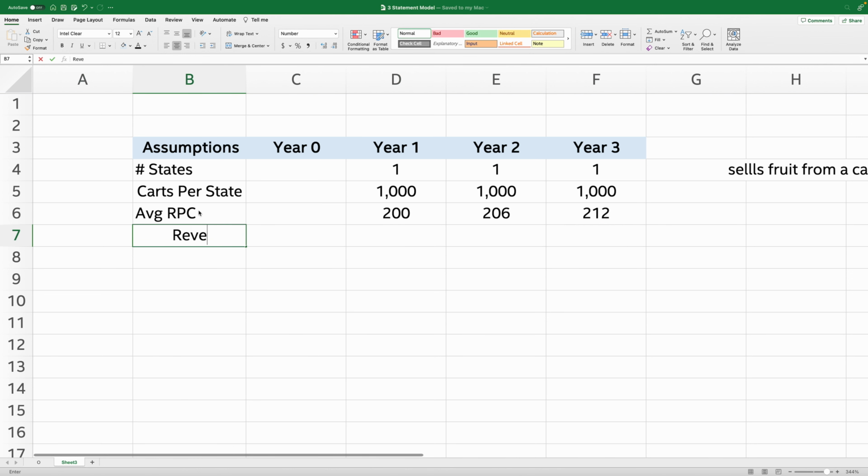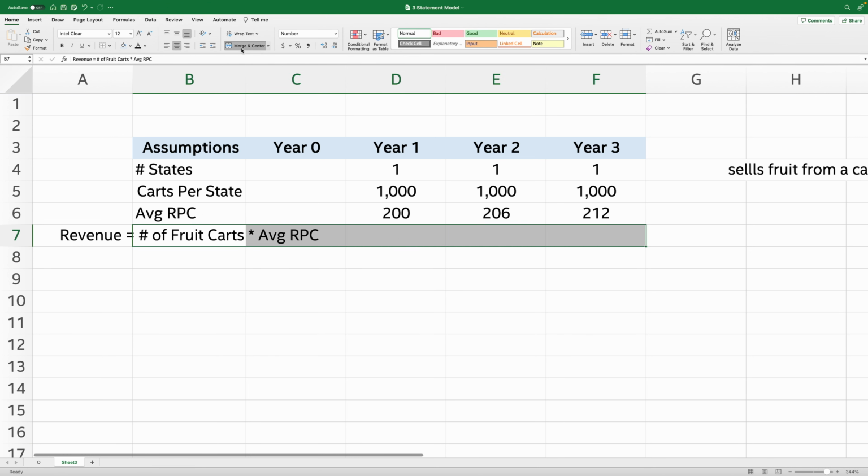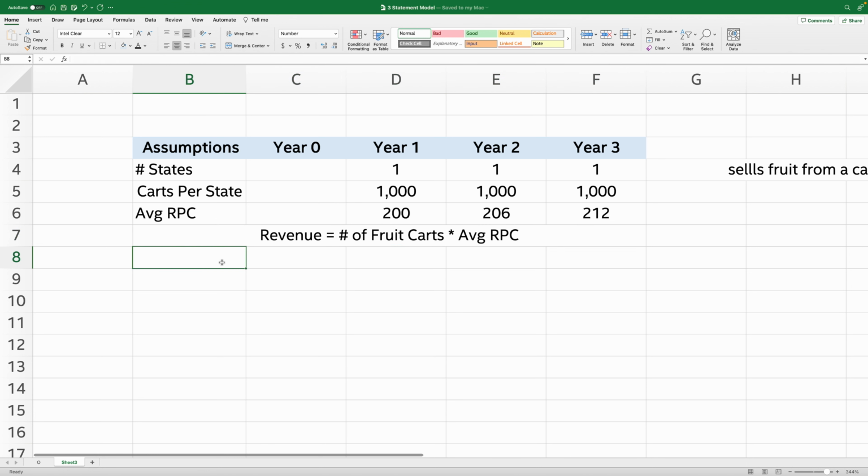And then we'll say revenue equals number of fruit carts times average revenue. Let me put it in caps. Revenue will equal the number of fruit carts times the average revenue per cart. Let's enter that. One main assumption, that's our revenue driver. Then we have cost of revenue. This will make sense in a second if you're new to income statements.